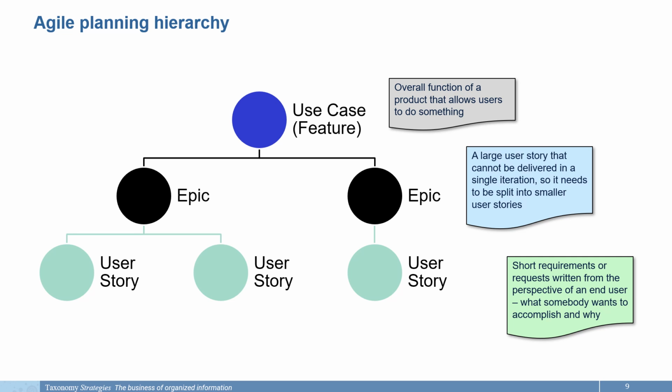Agile project management makes use of use cases and user stories that are at various levels of granularity. Use cases are called features and are defined as an overall function of a product that allows users to do something. Really big user stories are called epics. Epics are defined as user stories that can't be delivered in one project iteration, usually a 3-month or 90-day period. Finally, user stories are defined as short requirements or requests written from the perspective of an end user, what somebody wants to accomplish and why.